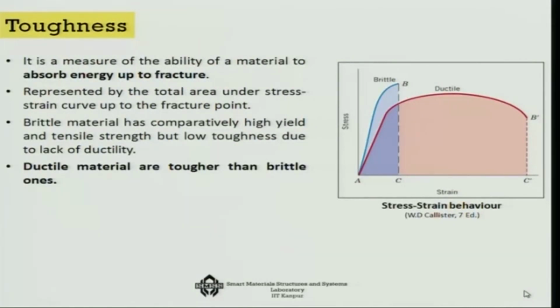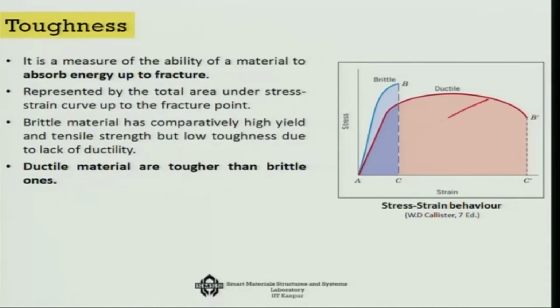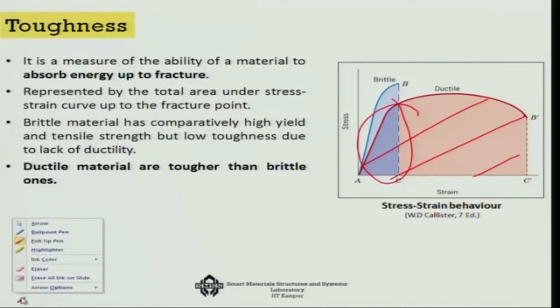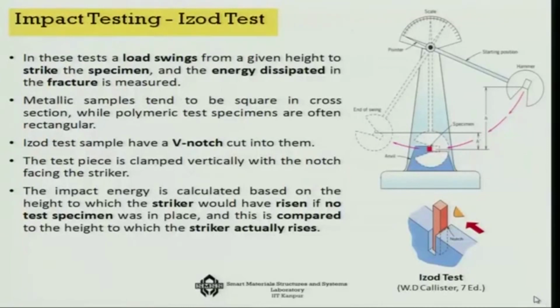The last important property in this direction is toughness. Toughness is also the area under the stress strain curve, just like the earlier case, but here you are considering the plastic region also. Earlier you were confining yourself within the elastic region, now you are considering the plastic region also. In fact, the important tests in this direction are the Izod and Charpy impact tests.